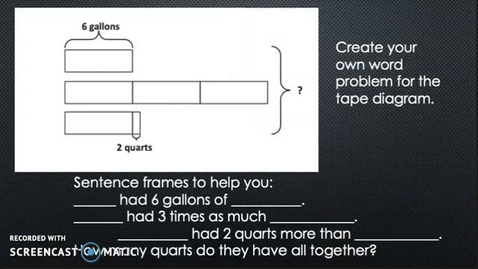All right, so next, what I want you to do is pause the video and write down your own problem, to create your own using the tape diagram. I gave you a few sentence frames to help you make the word problem. Keep this handy so you can share it with your teacher if he or she asks you for it.